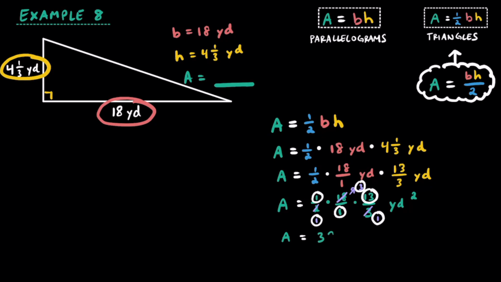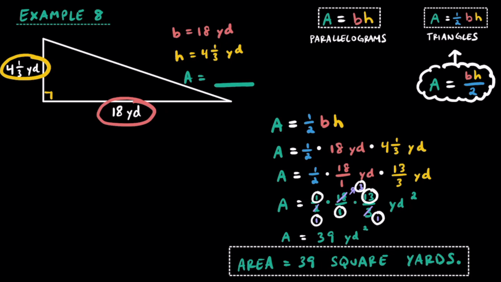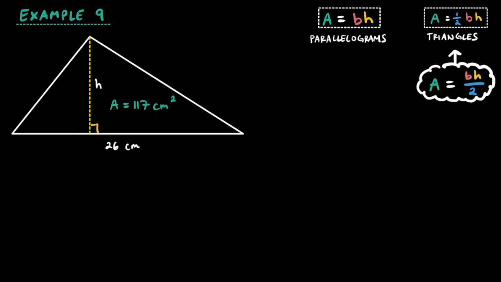So we can say that the area is equal to 39 square yards, or yards squared. The area of this triangle is equal to 39 square yards. And all that means is that the triangle is made up of 39 of these little squares that are 1 by 1 yards. In example 9, let's try a slightly different type of problem.